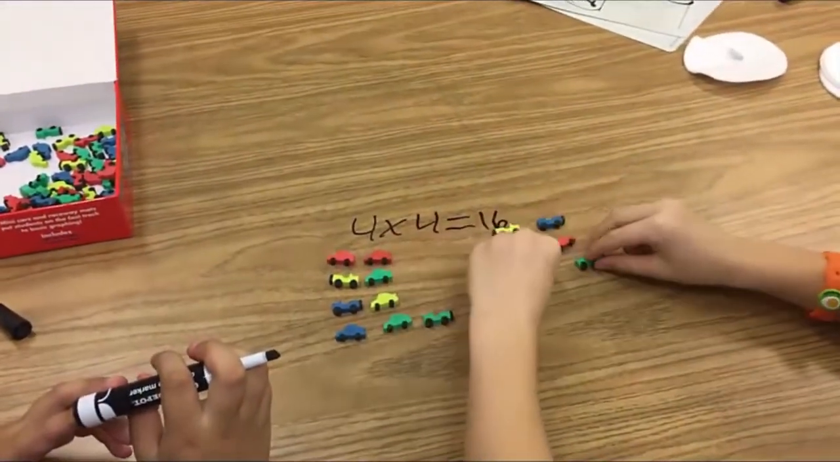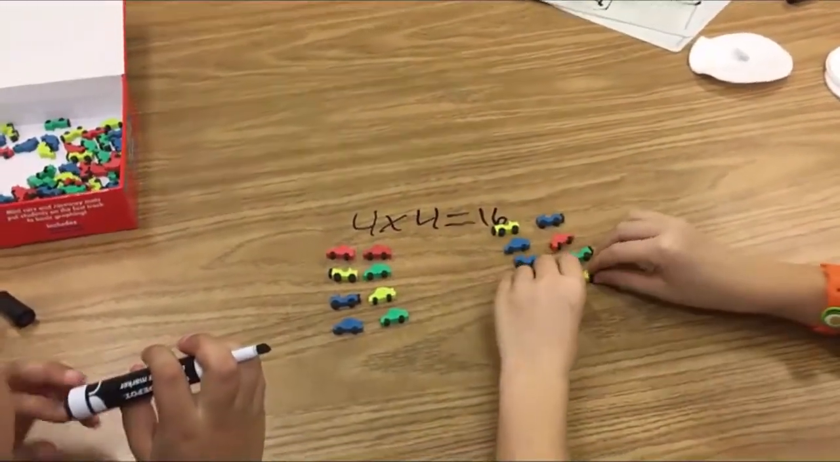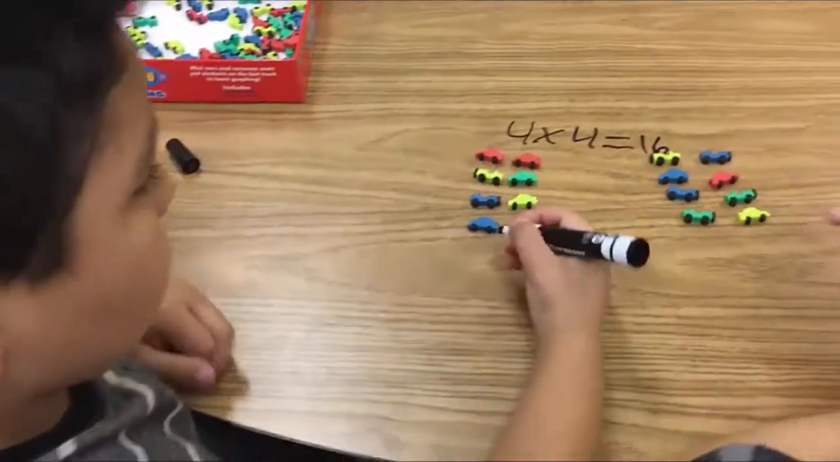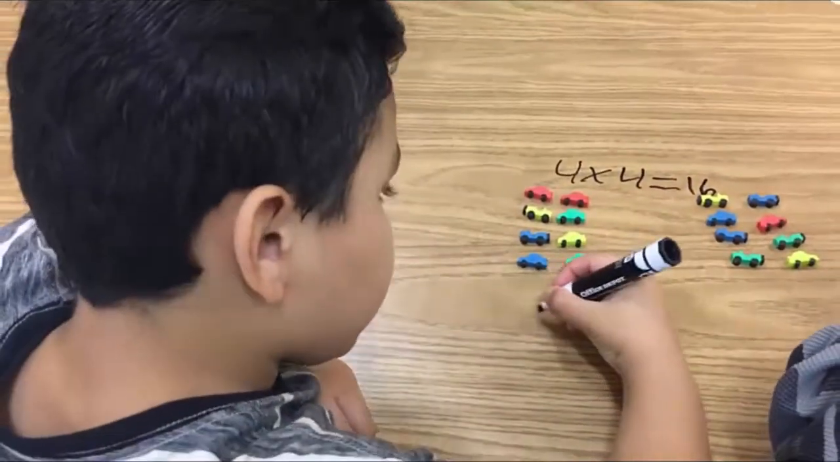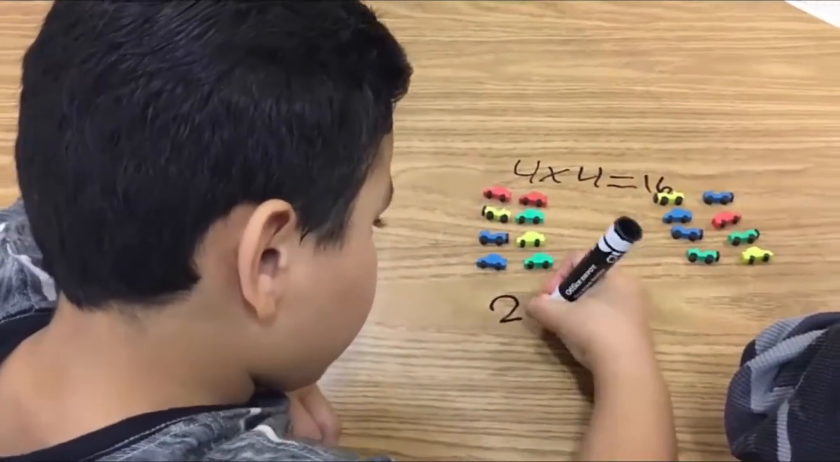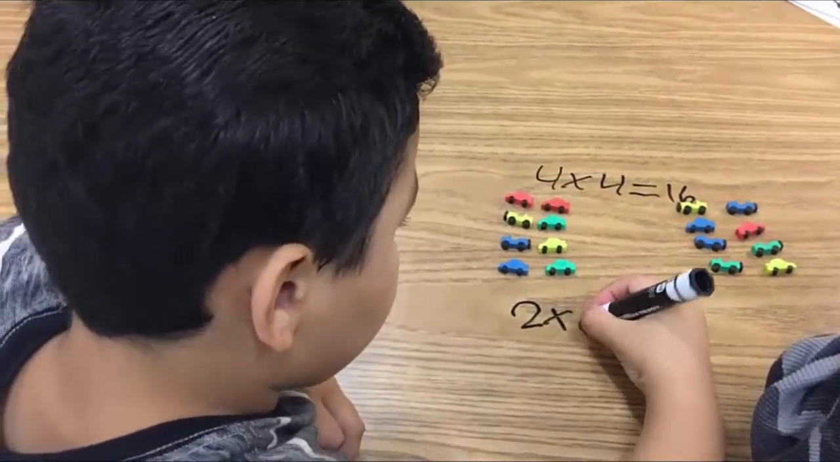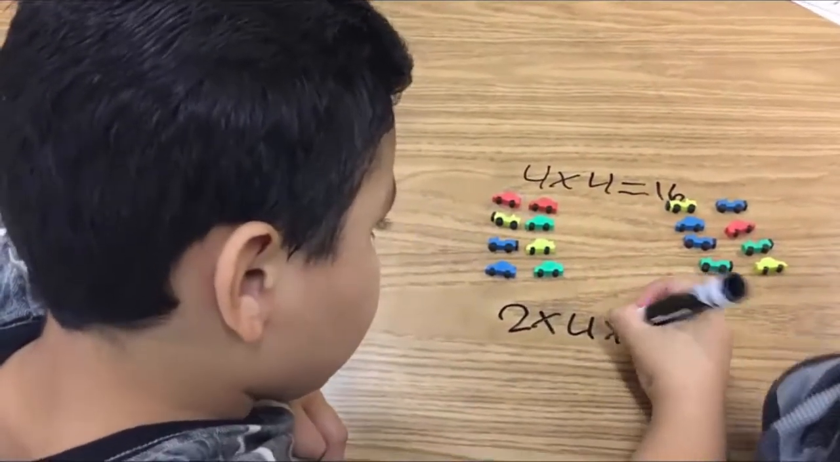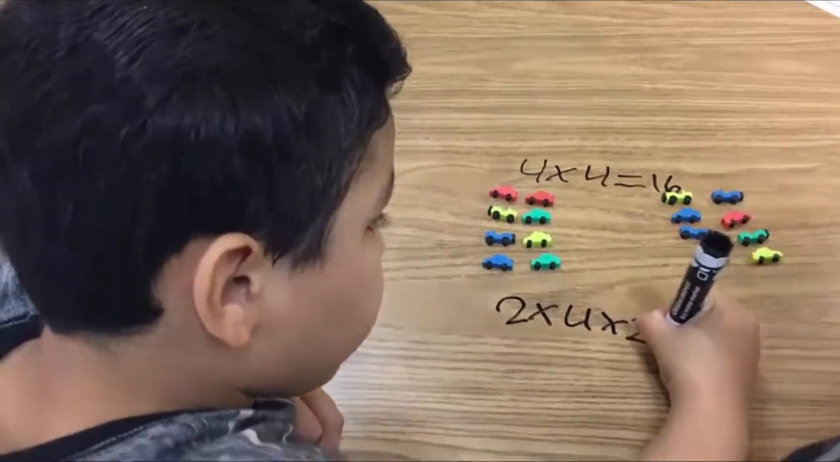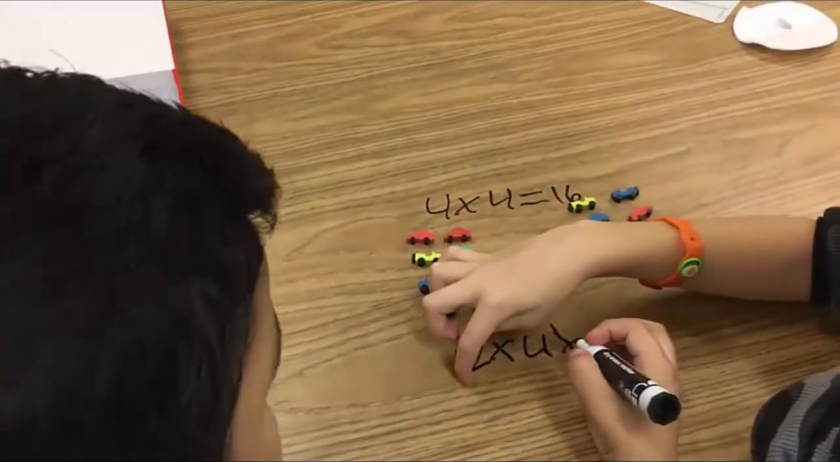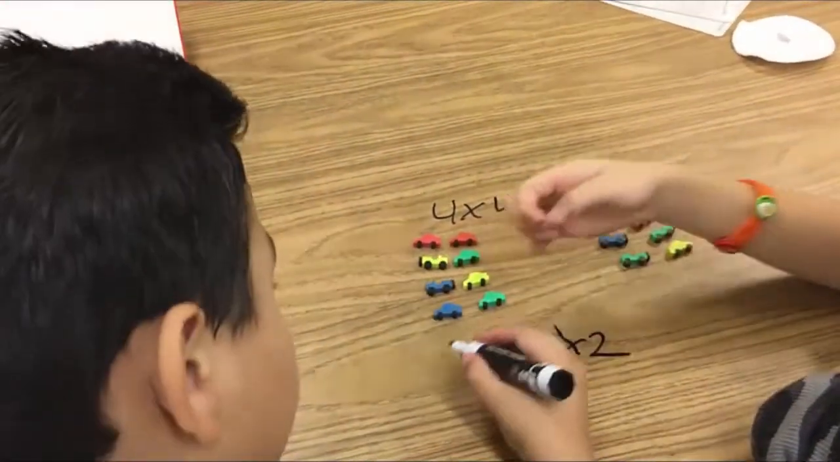That would be 2 times 4 times 2. Okay, can you write that down? We have 2 times 4 times 2. Do we still have 16? Yes. How could you solve this problem when you have 3 different numbers? Put two lines right here and here, so we can group them.